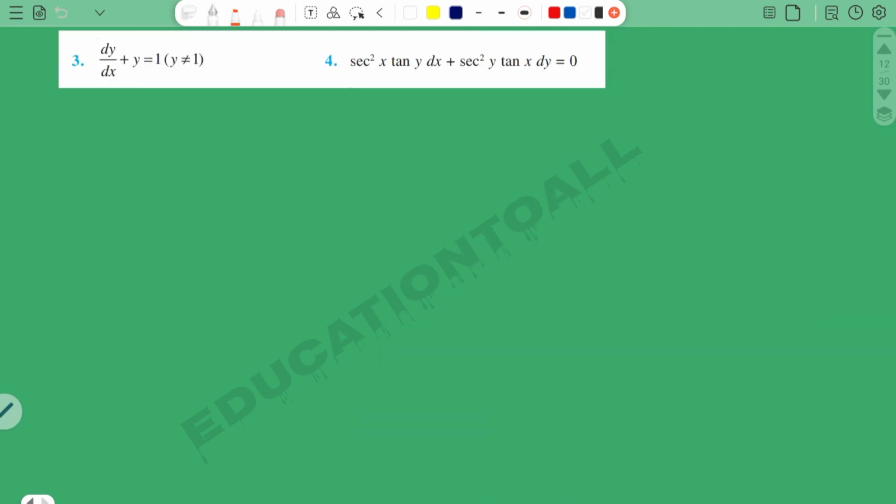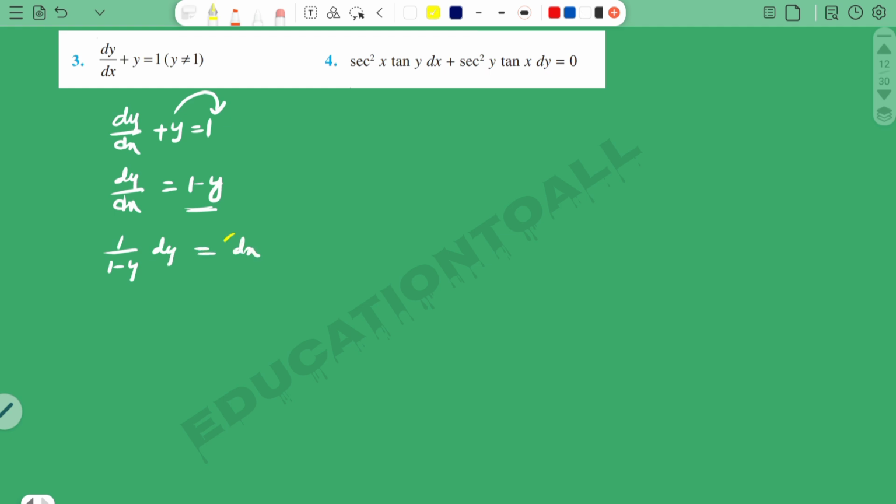Okay, observe the third question. We have dy by dx plus y is equal to 1. So separate the variables, send y to the opposite side. So dy by dx is equal to 1 minus y. Observing carefully, there is only the y variable, no x variable. So cross multiply, we get 1 by 1 minus y into dy which is equal to dx.